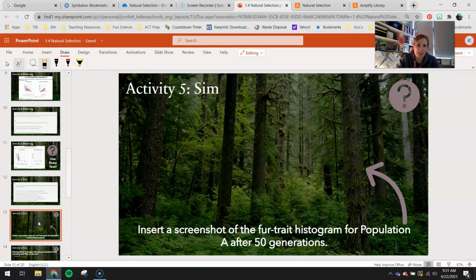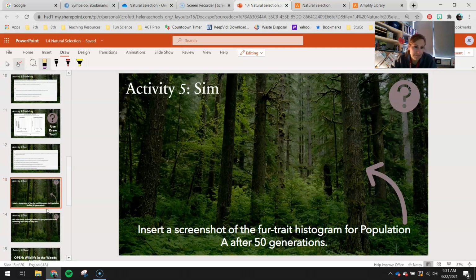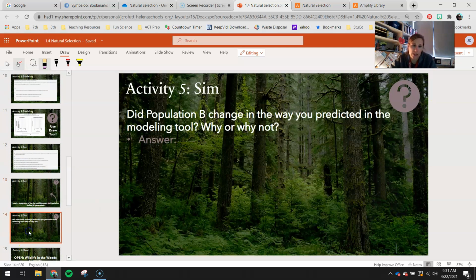Just like with the last sim, you need to take a screenshot at the end of that 50-year time period that shows what your histogram looks like then and what it looked like 50 years ago. Remember, what it looked like originally was those gray bars with the horizontal or diagonal dashes. So take a screenshot there and then answer this question.